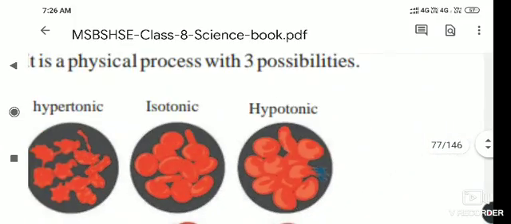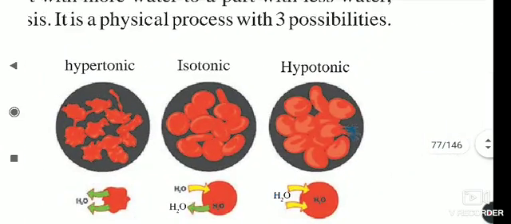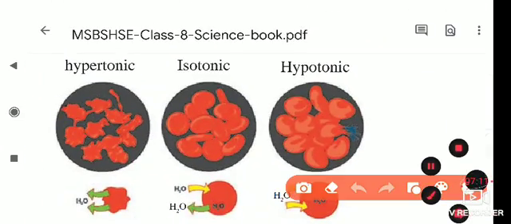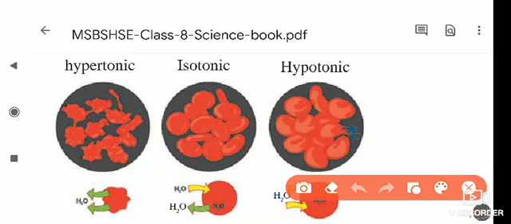Okay, and these conditions are called, in an animal cell, if the water from the cell body travels outside, this is called hypertonic. If water both enters and exits, then this is called isotonic. And water from the outer environment entering inside the cell body is called a hypotonic condition. Okay.